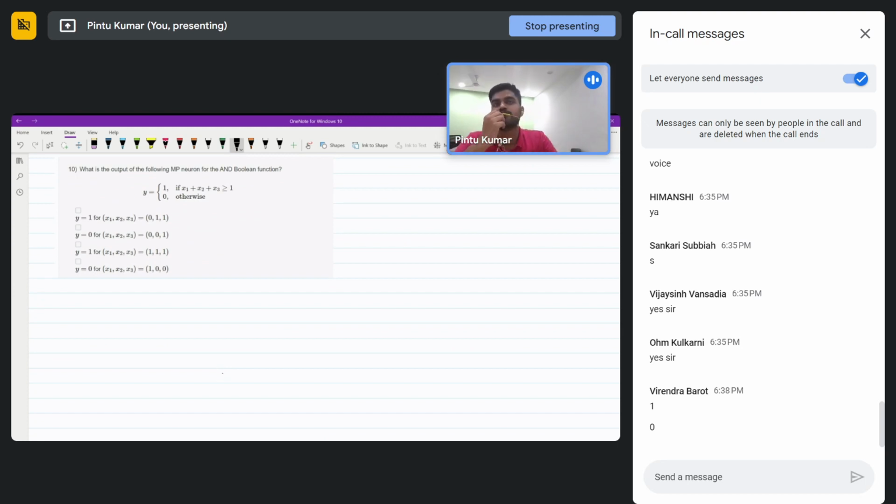So this question is also similar to one in the assignment. This is not exactly the same question, but similar to what is there in your assignment. There is an MP neuron for the AND Boolean function. So this is x1 plus x2 plus x3 is greater than or equal to 1, so your theta is given to be 1 over here. You have to take the correct options among these. I'll give you a minute. Give it a thought. Which of these do you think is correct? I will tell you the answer, but it is better that you think about it first, and then it would be more clear to you. These are easy questions.